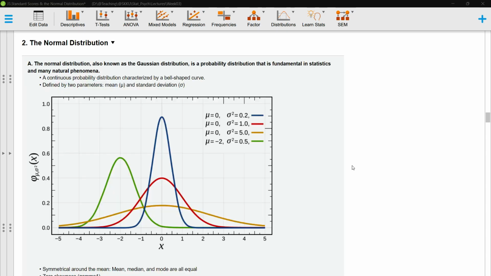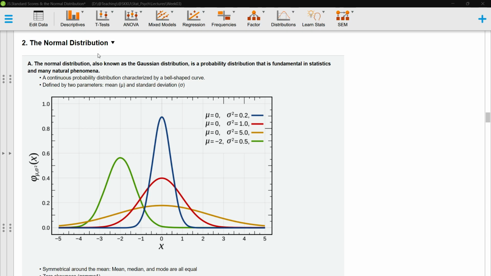Let's talk about the second topic, the normal distribution. The normal distribution is sometimes called the Gaussian distribution. It is a probability distribution that is fundamental in statistics and many natural phenomena. It is important in statistics and mathematics, and also important in investigating the social sciences and the natural sciences.